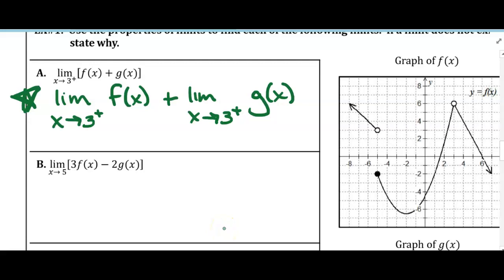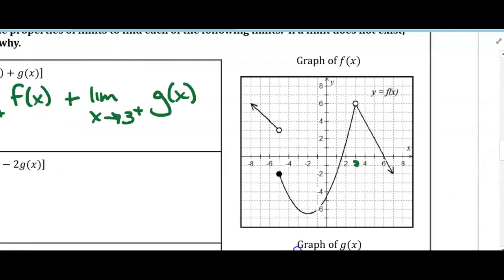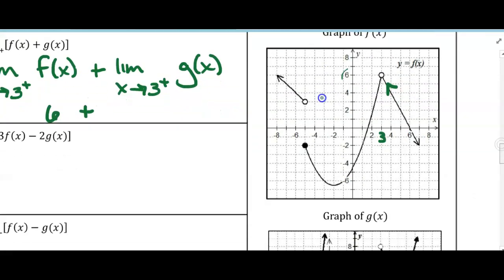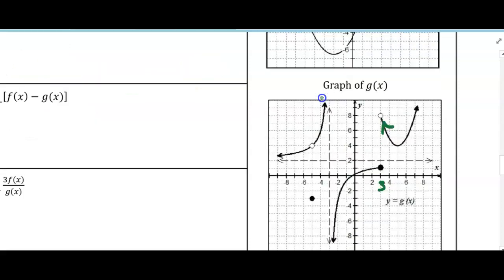All right, and so now we see that I can look at the graph of f and find the limit as x approaches 3 from the right. So at 3, as we approach from the right, it looks like we're at a y value of 6. So 6 plus. And then we're going to look at g and look at the same x value, 3 from the right. So here's 3. It looks like we're approaching a y value of 8.